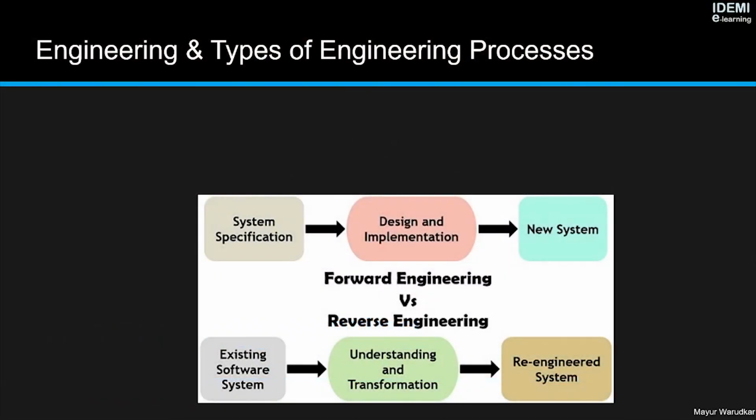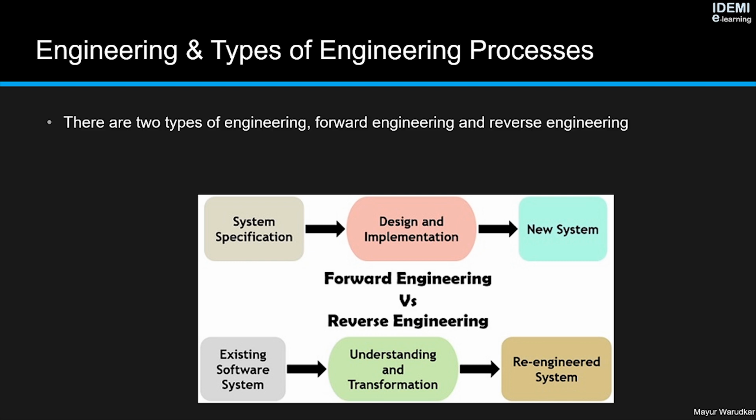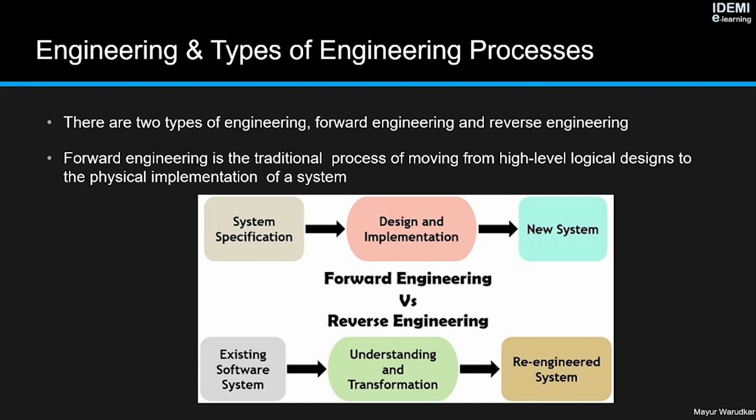Engineering is the process of designing, manufacturing, assembling, and maintaining products and systems. There are two types of engineering: forward engineering and reverse engineering. Forward engineering is the traditional process of moving from high-level abstractions and logical designs to the physical implementation of a system.